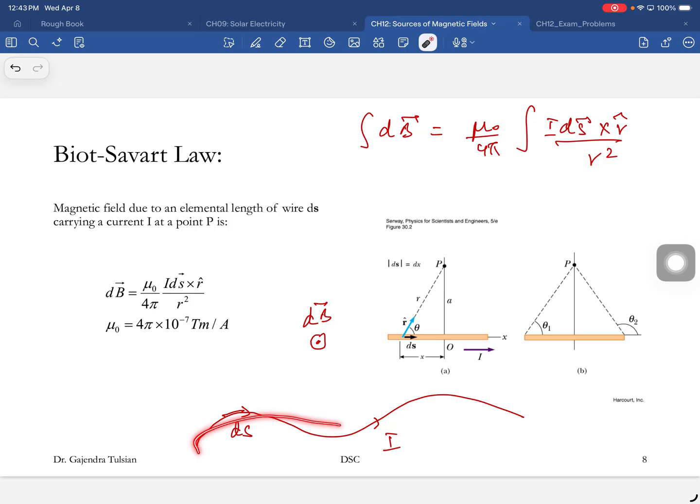When can you do the integral? When can you find the total magnetic field due to this current? If this has a symmetry to it. So we can do this integral for an infinitely long straight wire, for instance.